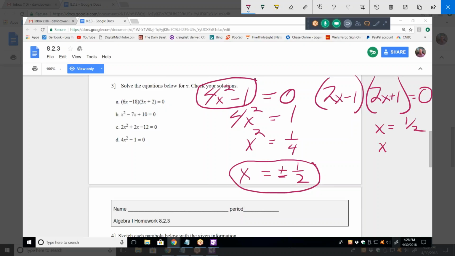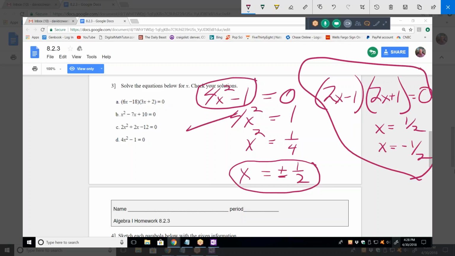I don't have to remember to put that plus or minus sign in there. So if you do it this way, you're always going to get it correct. If you do it this way, you'll get it correct only if you remember to put that plus or minus in there whenever you take the square root of both sides. So I would almost recommend doing it that way.